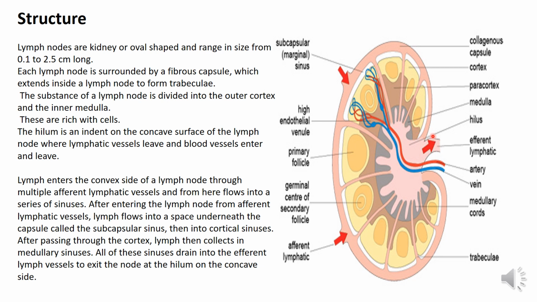Then there is a place called the hilus. It is concave in shape. From the hilus, the efferent lymphatic vessels leave the lymph node and blood vessels like artery and vein enter and leave the lymph node.